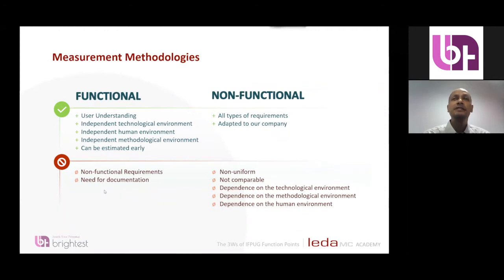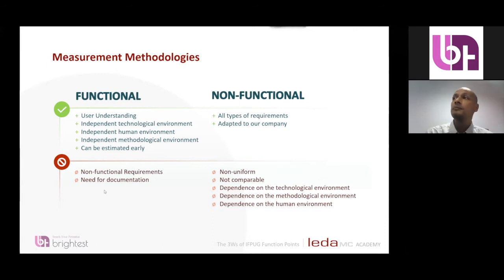Each of these two different types of methodologies has its own pros and cons. But in general, we can see that the functional is easy for the end user to understand, independent of the technology, of the methodology, and the human environment, and can be estimated early. The problems with the functional methodology are that we cannot measure the non-functional requirements, and we need a lot of documentation, I mean, very good documentation, to be able to estimate.